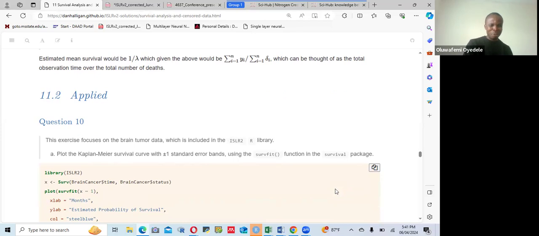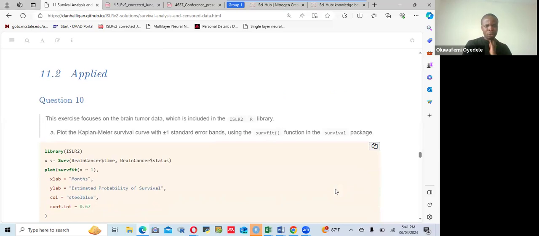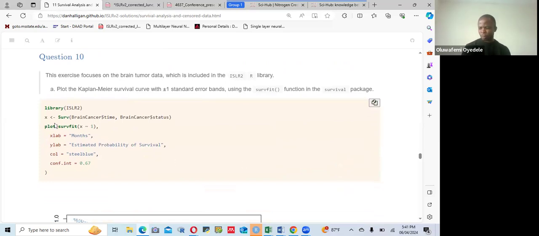So now I'm going to the applied question, which is question 10. They said this exercise focuses on the brain tumor data, which is included in the ISLR2 library. Part A: we should plot the Kaplan-Meier survival curve with plus or minus standard error bands using the survfit function in the survival package. Here we loaded the library. Here they have BrainCancer dollar sign time, and BrainCancer dollar sign status.